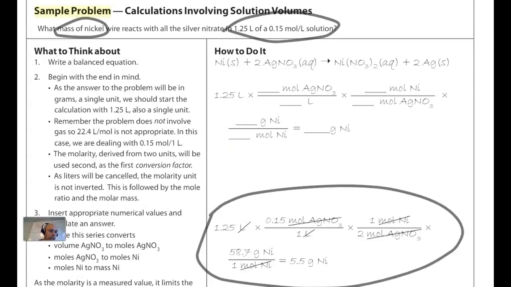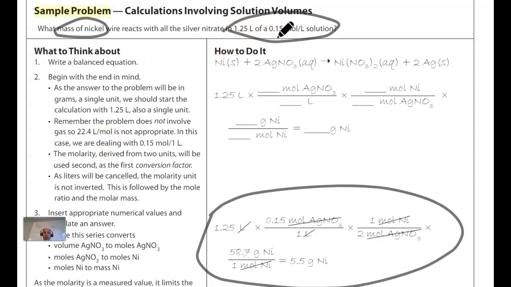Flipped my page once again, page 248 of the ebook, looking at this sample problem, asking us what mass of nickel wire reacts with all the silver nitrate in a 1.25 liter solution of 0.15 molar. So we're given this volume and this molarity. We're going to use the volume and the molarity to figure out moles.